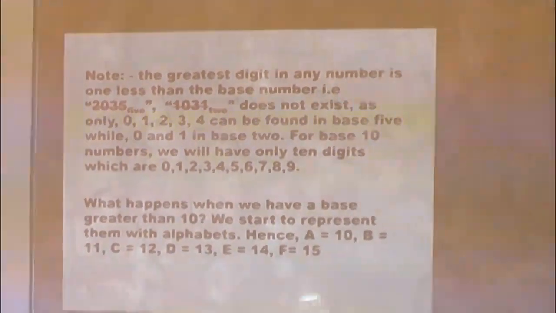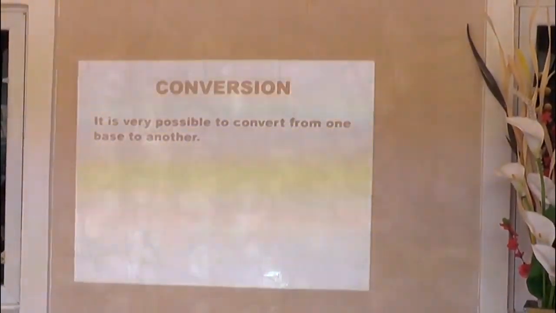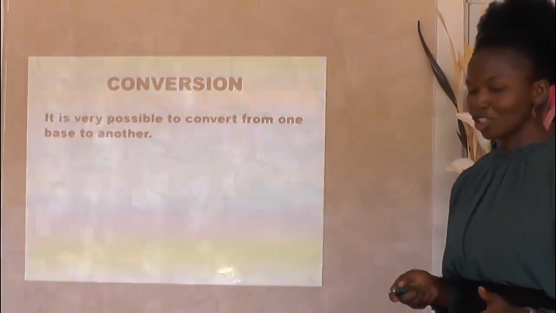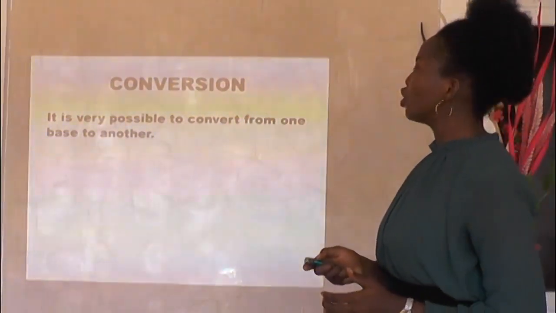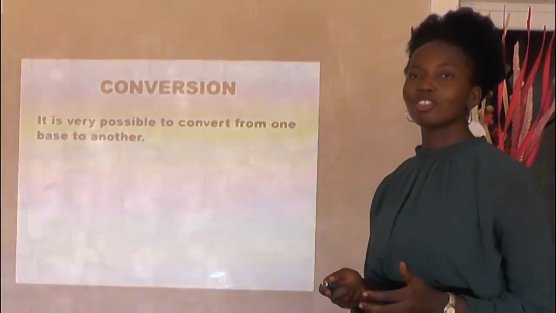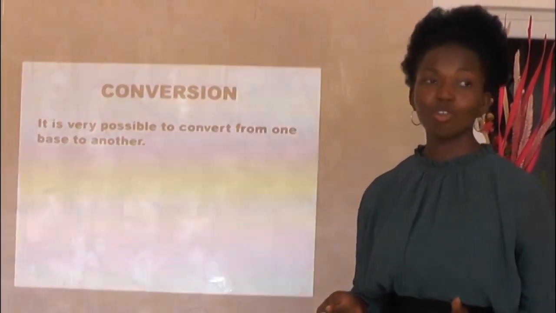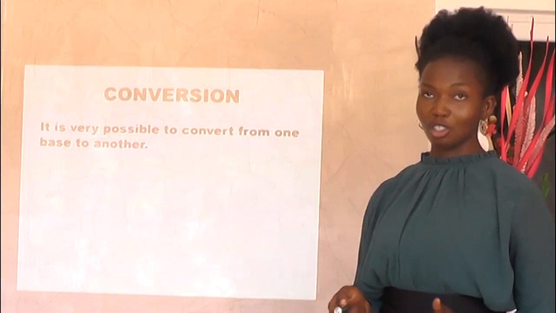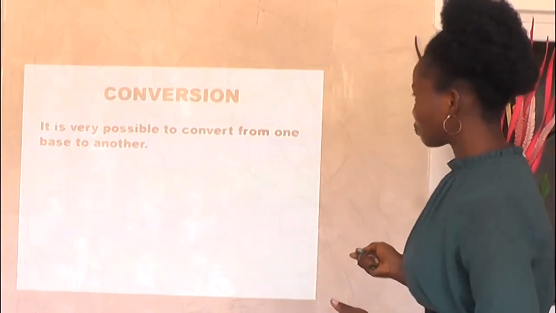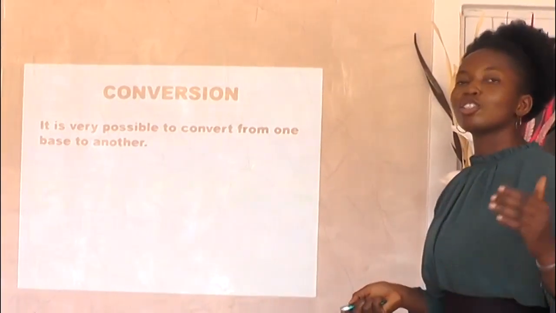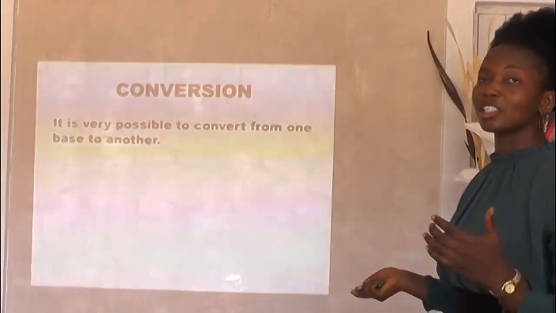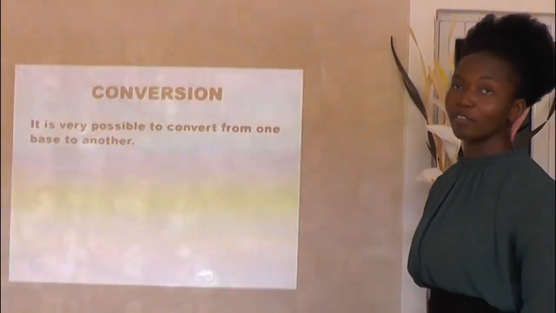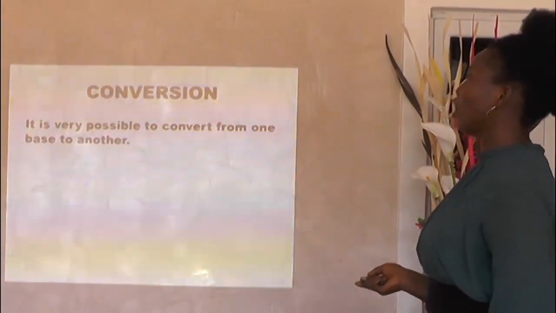So your business now, since English class has helped us, your business as a mathematics student now is to be able to master these things, such that when you see A, you know what it means. When you see B, you know what we're talking about. So that is that. You should know that A stands for 10, B means 11, and so on.